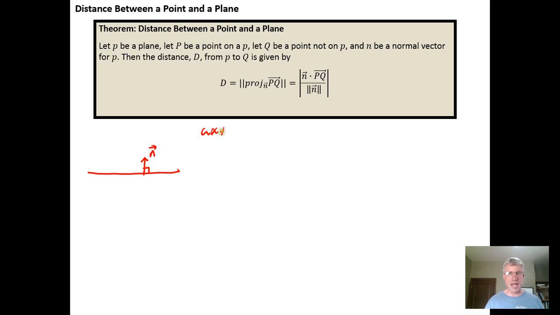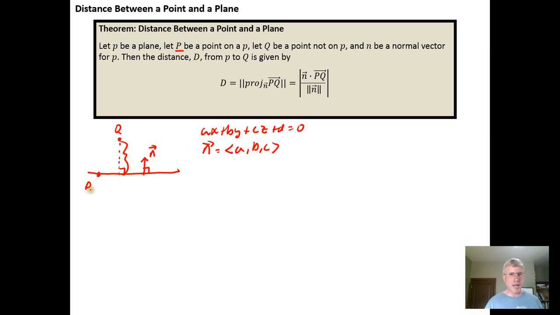So if the plane is ax plus by plus cz plus d equals 0, we know that that normal vector is just the coefficients from the x, the y, and the z variables. So it's just the vector a, b, c. And then if we have a point P on the plane and a point Q that isn't on the plane, and the point P can be any point, if we want to know the distance from Q to the plane, it's just going to be this distance right here.